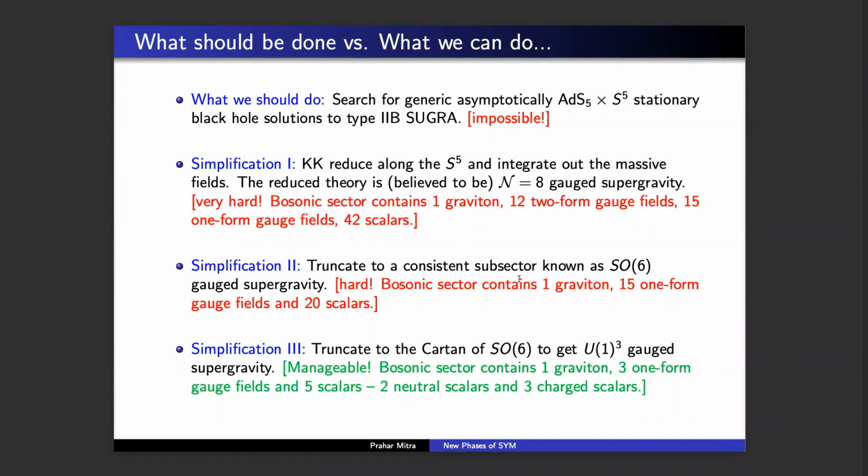In this sector, it's N equals 2. That one is also N equals 2.